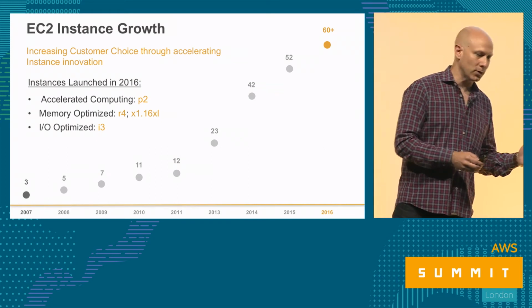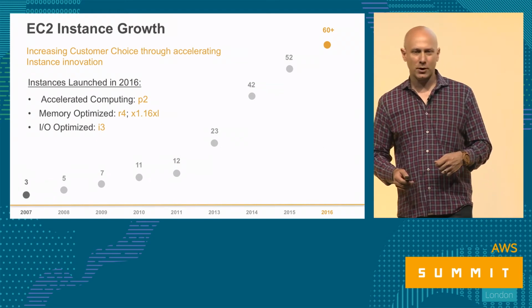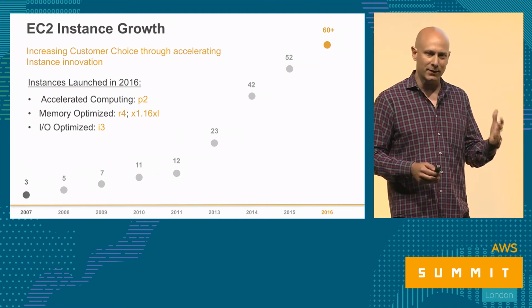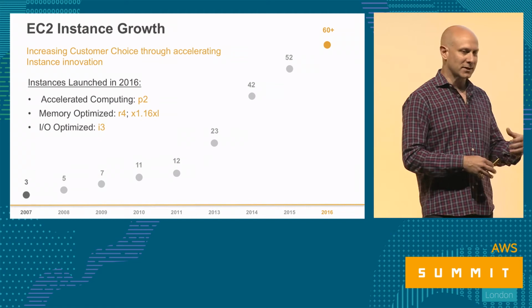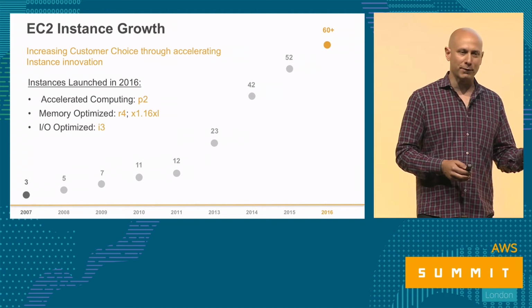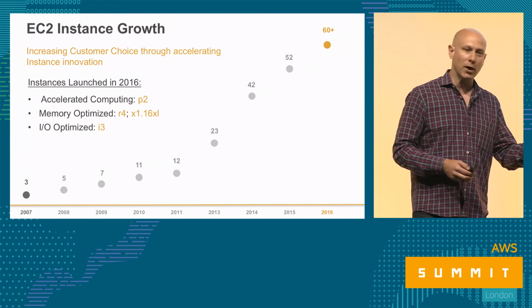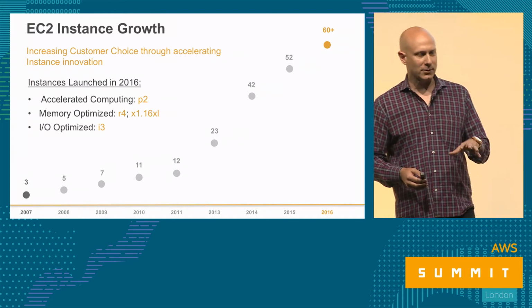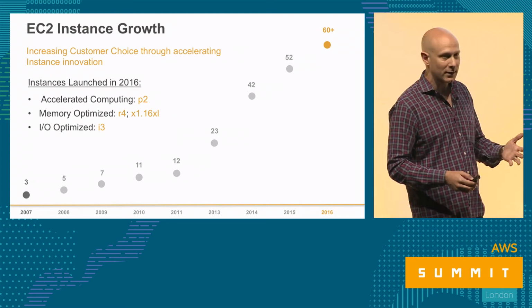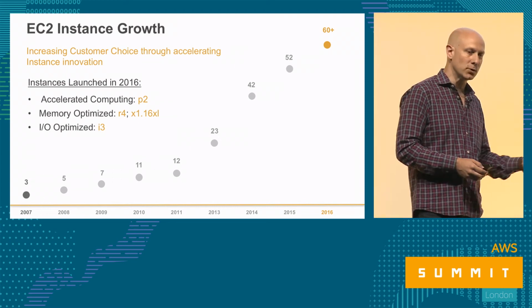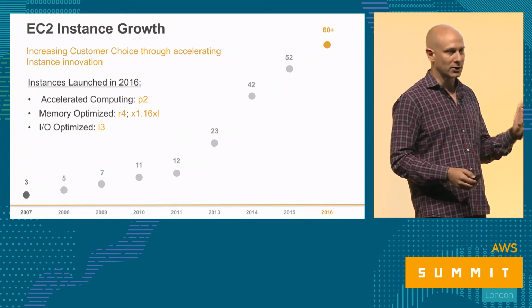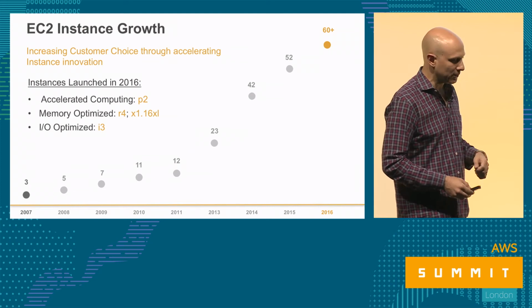In 2016 alone, we launched the P2, which are our high-performance parallel compute instances with up to 16 NVIDIA K80s. They have staggering statistics, like doing 70 teraflops of single precision floating point performance. It's not on this slide, but we've pre-announced our next generation compute optimized instance, which we call the C5, that has up to 72 vCPUs and 144 gigs of RAM based on the latest Intel chips, codenamed Skylake.